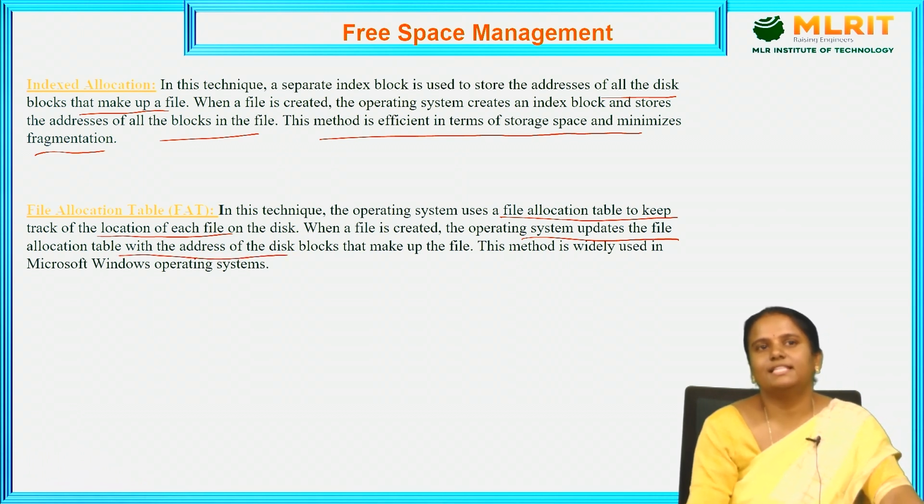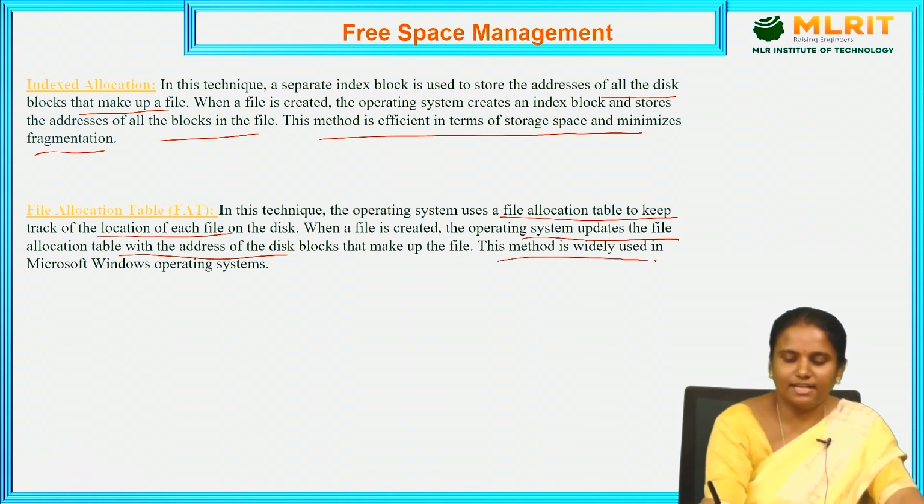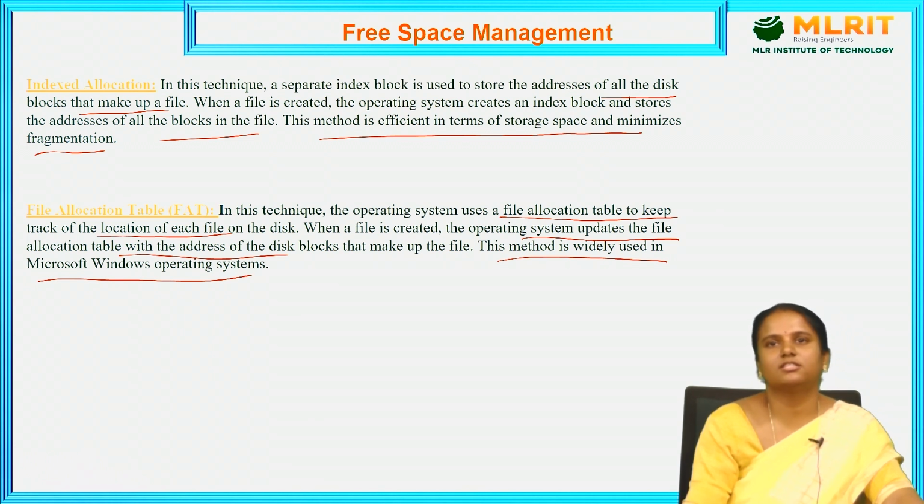So it maintains an allocation table, and with that value we can find out whether the file is in that disk block, or whether it is already assigned, or whether we can place another file there. This method is widely used in the Microsoft Windows operating system. That is what the file allocation table is.